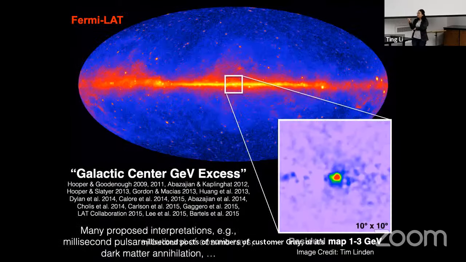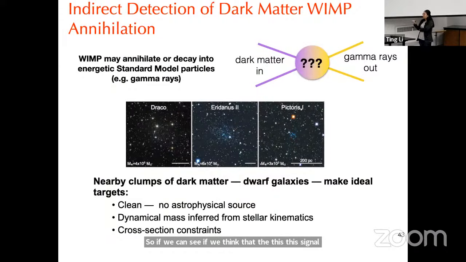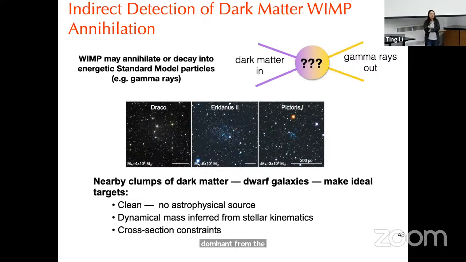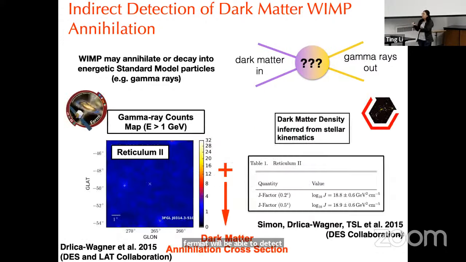If we think this signal is coming from dark matter annihilation, and if we think these dwarf galaxies really are dark matter dominated from the kinematic study, then we also expect Fermi-LAT will be able to detect some gamma ray signal from these galaxies. So this is what we did.